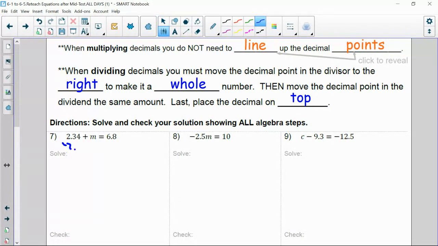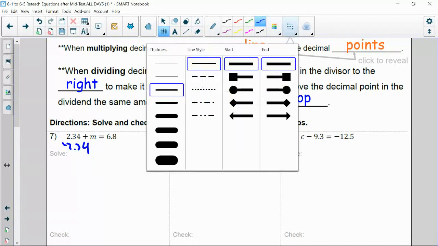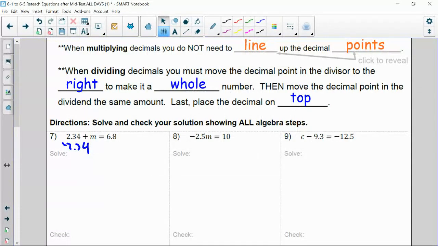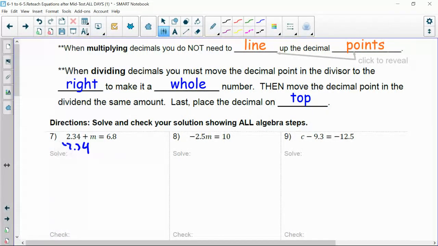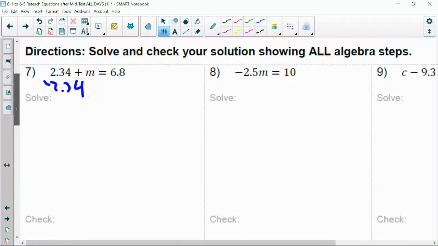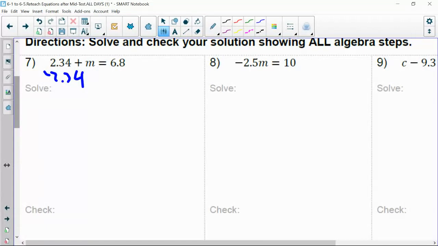Taking away our 2 3/4. Okay, but we do need to do something. Let me make my line a little bit smaller. First, we need to make sure we are lining up our decimals right. My 3/4 has an extra dollar space, so we have to put it so it's lined up correctly. Now I can actually subtract.